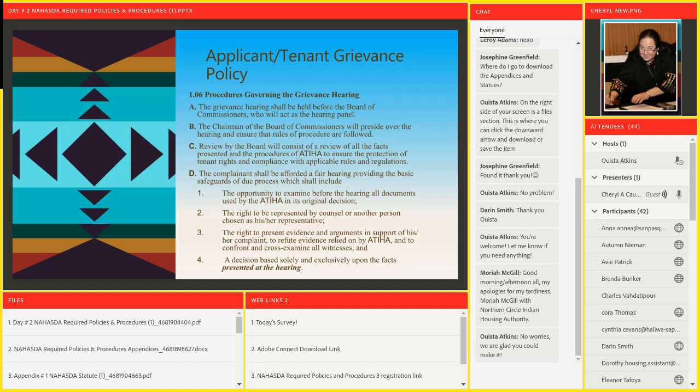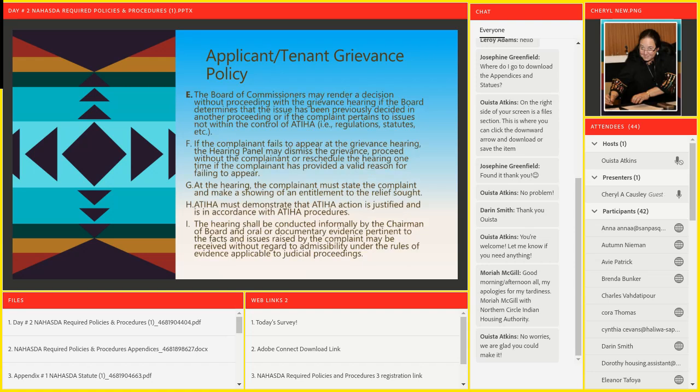The complainant shall be afforded a fair hearing, provided the basic safeguards of due process, which shall include the opportunity to examine before the hearing all documents used by the housing entity in its original decision, the right to be represented by counsel or another person chosen as their representative, the right to present evidence and arguments in support of his or her complaint, to refute evidence relied on by the housing entity, and to confront and cross-examine all witnesses, and a decision based solely and exclusively upon the facts presented at the hearing.